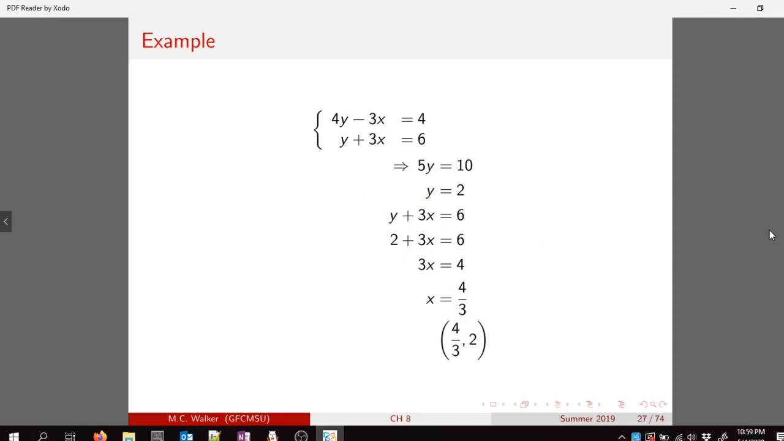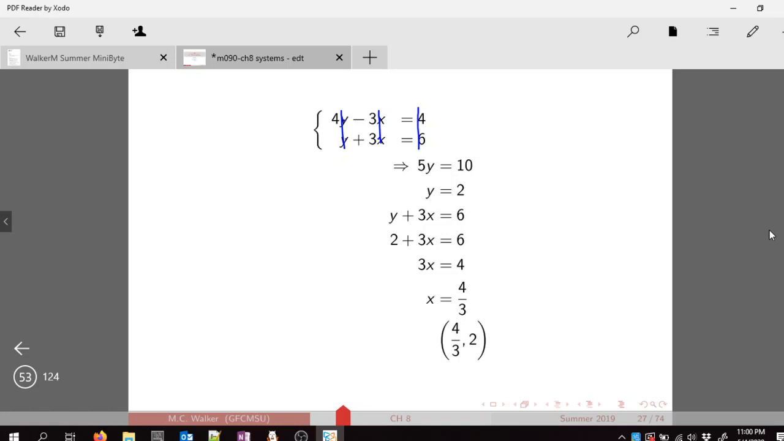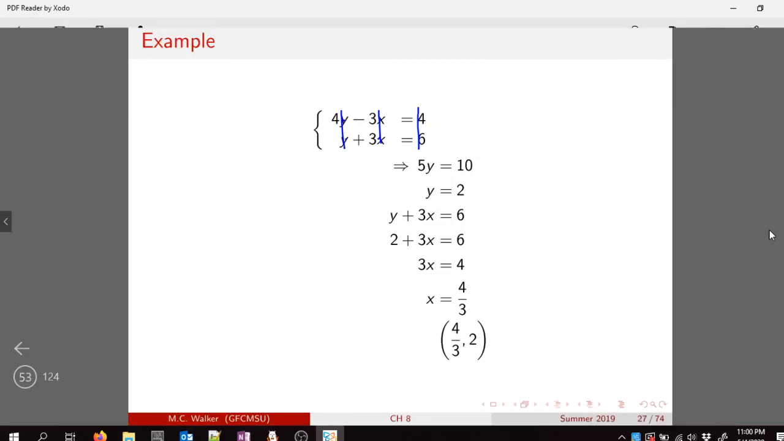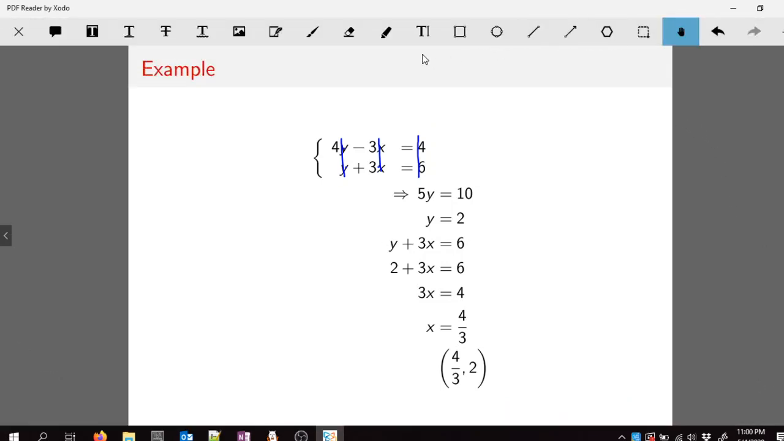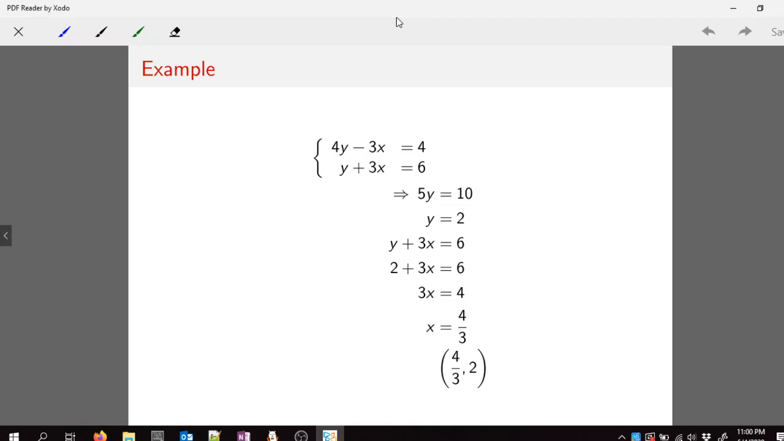When I have something lined up like this, my y's and my x's both on the same side in nice columns, with the equal sign like that, that's when I know that I can use elimination. And what we do is we add 4y plus y to get 5y, minus 3x plus 3x to get 0. And if these aren't 0, then I can't use elimination.